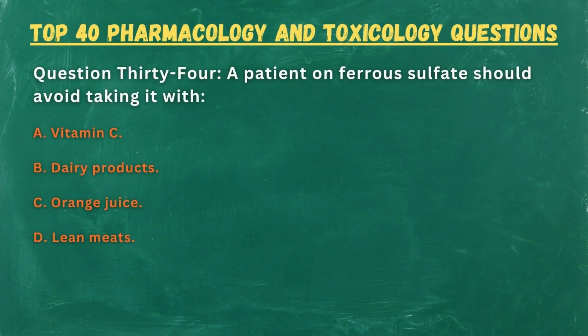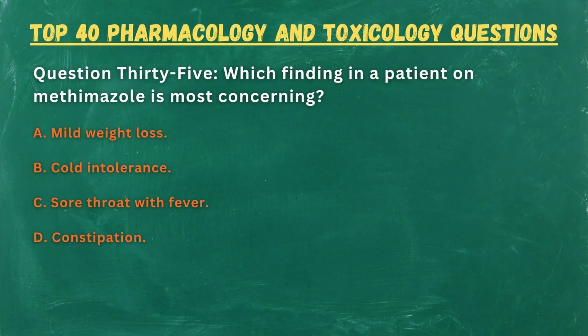Question 34. A patient on ferrous sulfate should avoid taking it with A. Vitamin C. B. Dairy products. C. Orange juice. D. Lean meats. Answer: B. Dairy products.